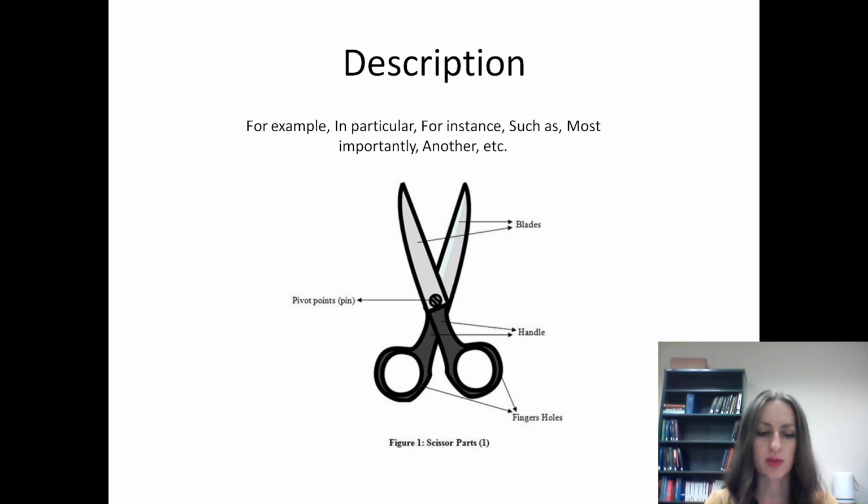Okay, next we have description. And this can be fairly simple. This is providing more detailed information about something. Anytime you see keywords like for example, in particular, for instance, such as, most importantly, another, etc. Anything that's descriptive in nature is having a rhetorical effect. It's calling attention to the details of something, perhaps trying to persuade the audience to understand it more, or to form a stronger connection to it.